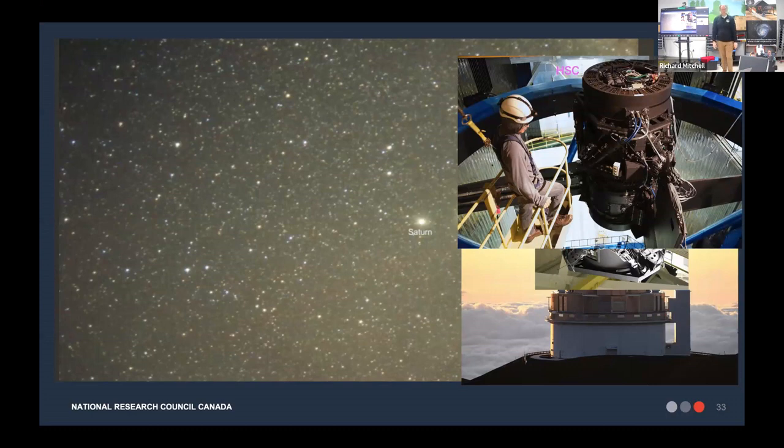What kind of magnitudes are we talking about? With the Subaru telescope, we are able to just achieve an R magnitude of 27. And that is right at the hairy edge of what we can do. And that's what this giant mirror is for.